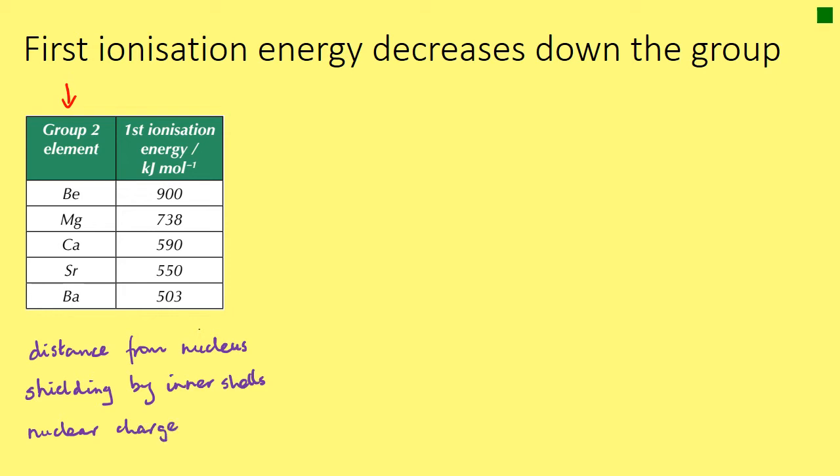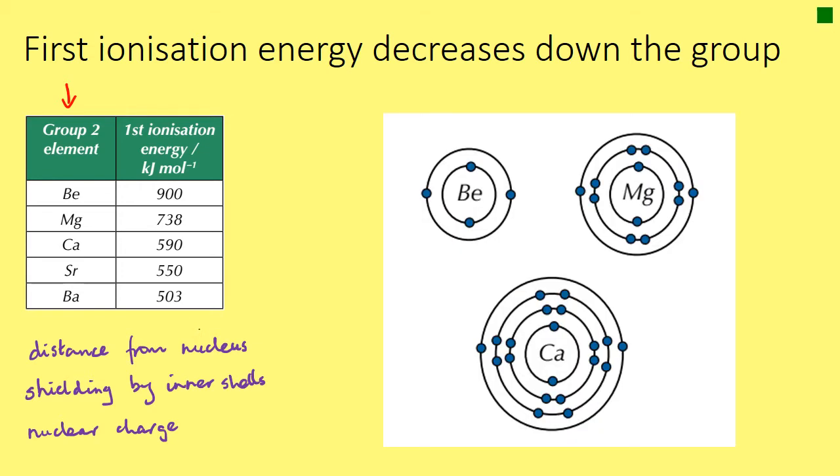Also the nuclear charge, where a greater nuclear charge, everything else being equal, will mean first ionization energy is going to be greater because there's stronger interaction between the stronger charge. Okay, so let's have a look at our diagrams. We've got our beryllium, magnesium and calcium atoms here again, and let's be clear about what we're talking about.